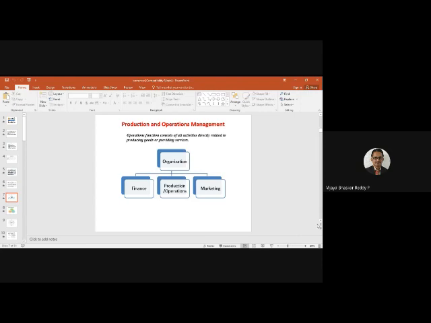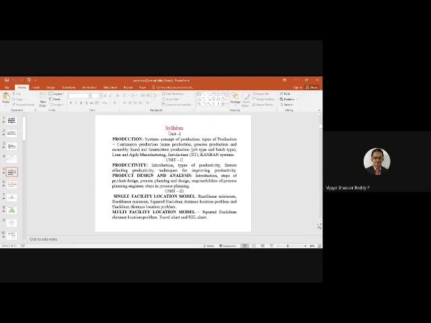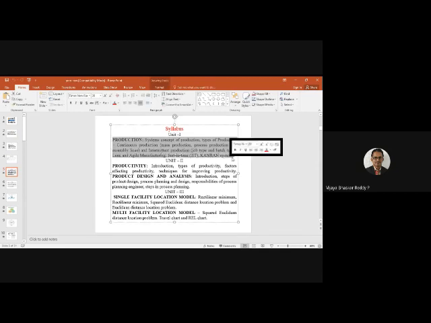Let me start with production systems, the first unit. This is the first unit that we are going to discuss today. The concepts we will discuss are the system concept of production, types of production systems, continuous and intermittent production, and the different new trends and techniques used in production systems: lean, agile manufacturing, JIT concept, and Kanban systems. So these concepts we are going to discuss in the first unit.